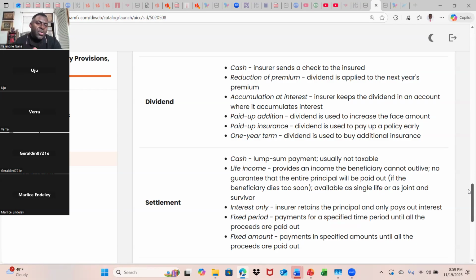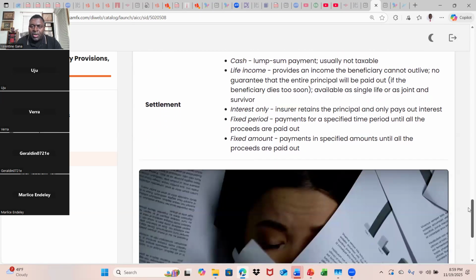Paid up insurance, they can use it to pay off your premiums. If it's a lot, they can just use it to pay off your premiums and you totally own that policy free of any premiums. There's another one called 1 year term. You just use the dividends to buy additional 1 year policies.